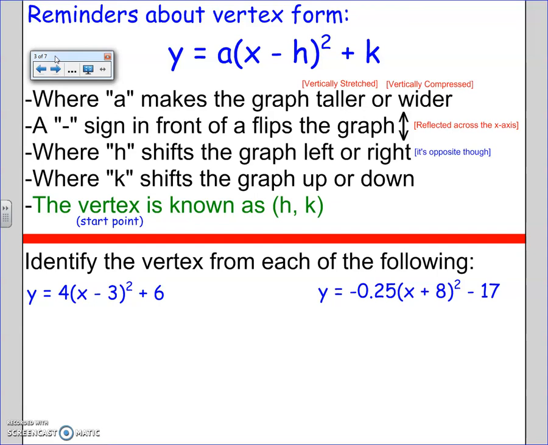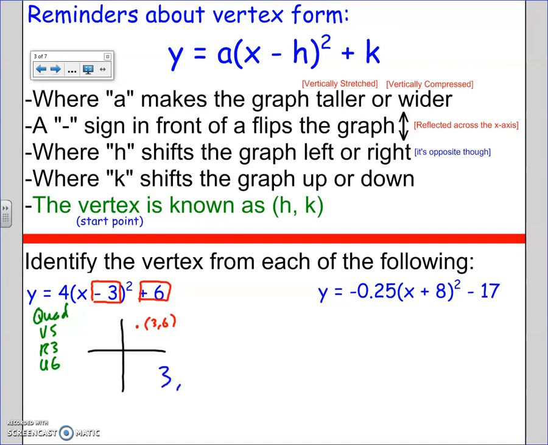So first, let's try this. Identify the vertex from each of the following. In the past, we used to say the parent function was quadratic. This is vertically stretched. It's right 3, up 6. Now, when we graphed it, we would start at (0, 0), go right 3, up 6, and put a dot here, (3, 6). Notice (3, 6) came from the actual problem itself. So instead of writing this full list every single time, we'll just pull the vertex out. It's right 3, so it's positive 3, and it's up 6, so it's positive 6.